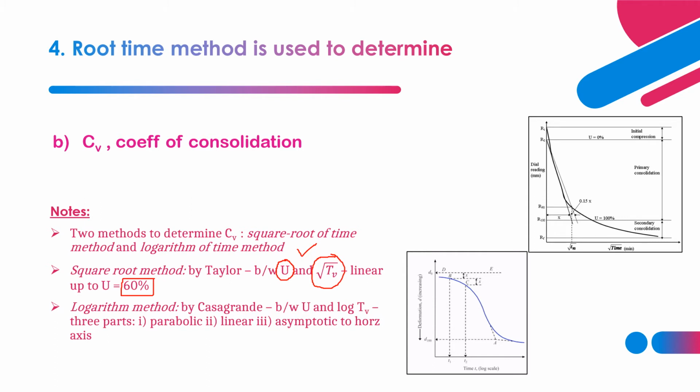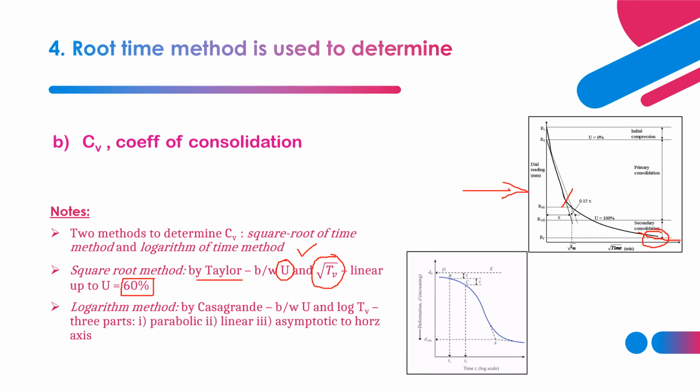You can see in this diagram, this is the root time method, and this curve is linear up to what? 60% of consolidation. Up to 60% of consolidation it is linear, and thereby it bends into a curve and gets asymptotic to the horizontal axis. So this is the root time method, and it was devised by Taylor.